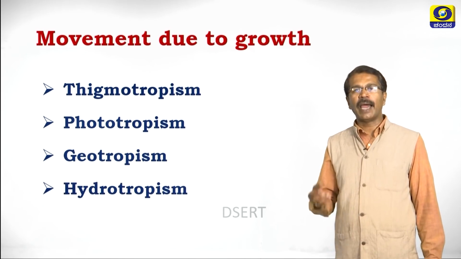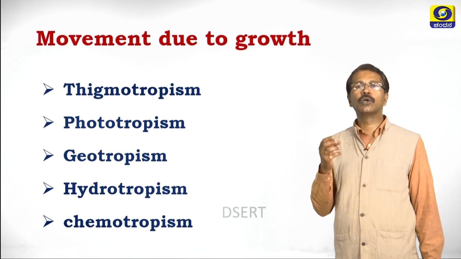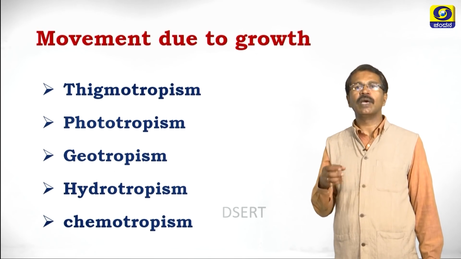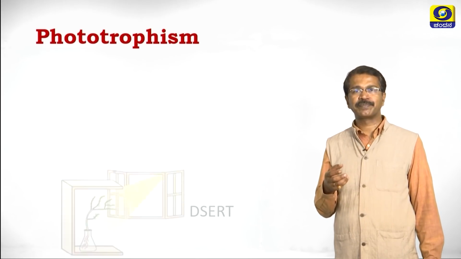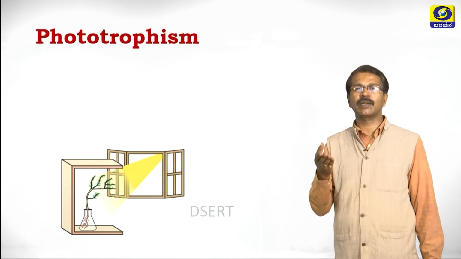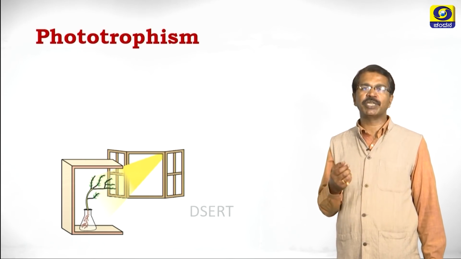Next, come to another kind of growth movements in plants: phototropism, geotropism, hydrotropism, and chemotropism. These are all growth movements. Now let us study each one in detail. Phototropism. Look at this diagram. You might have seen this diagram picture in the textbook itself.